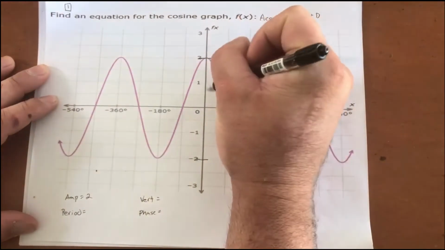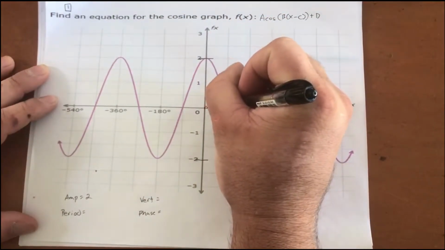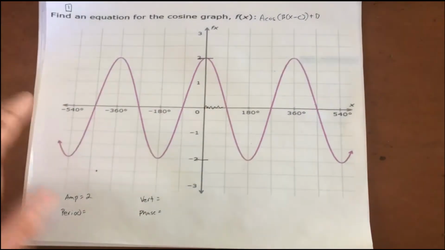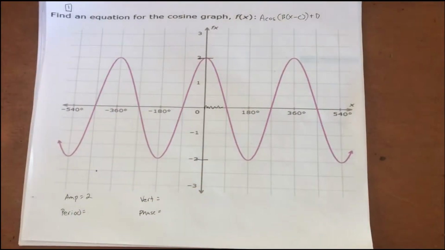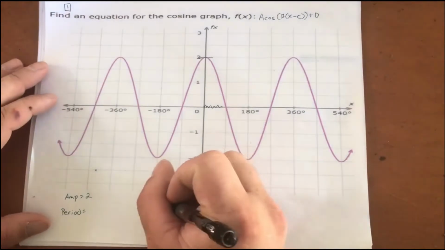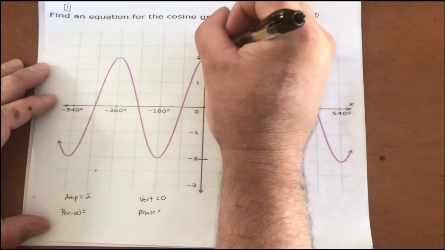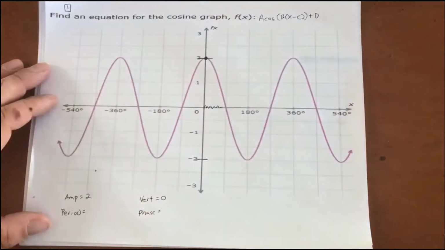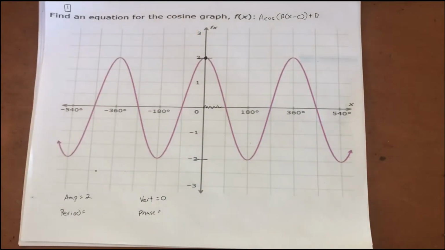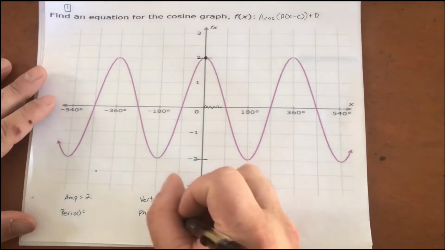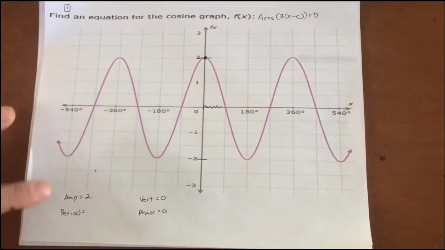All right, so 1, 2 units. That means that my midline is my x-axis. So since my midline is on the x-axis, I know there is no vertical shift. We also said that cosine is supposed to start with the peak on the y-axis, and since the peak is on the y-axis, we also know there is no phase shift. So the last thing we need to find is period.